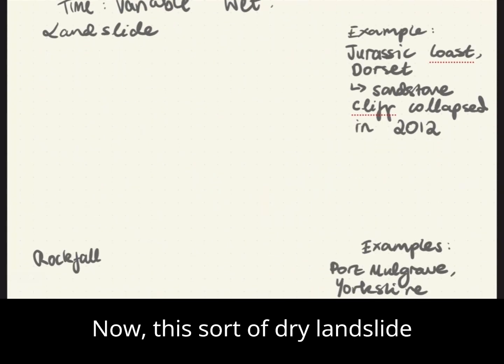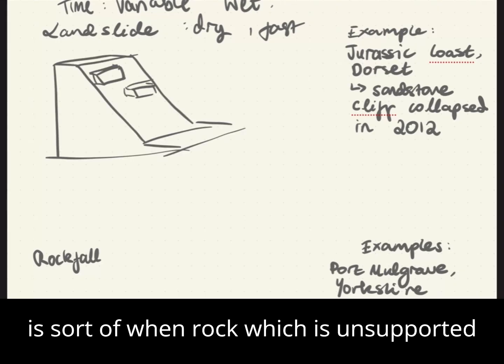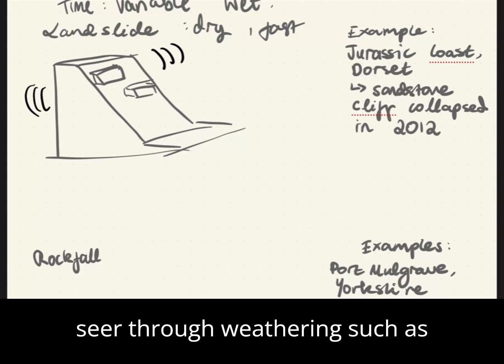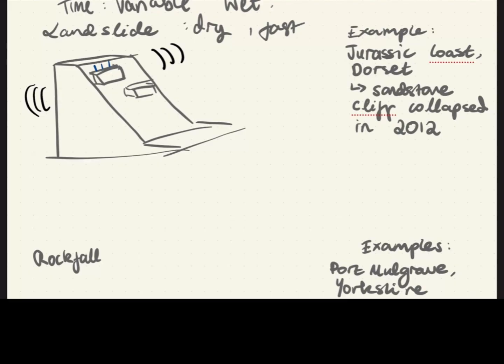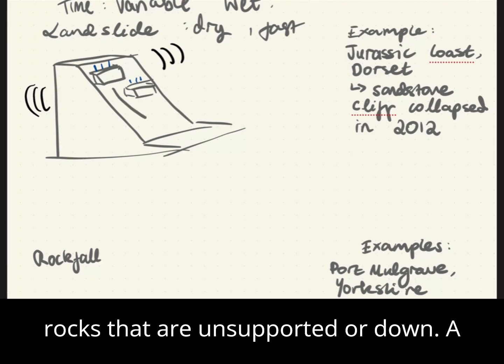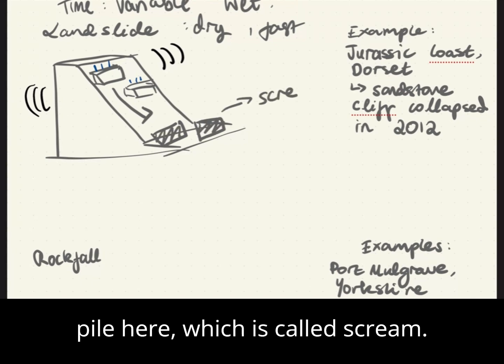Now, this sort of dry landslide, which also happens fast, is when rock which is unsupported, due to, for example, earthquakes, through weathering such as mechanical weathering, could be biological weathering, rocks that are unsupported fall down and pile here, which is called scree.